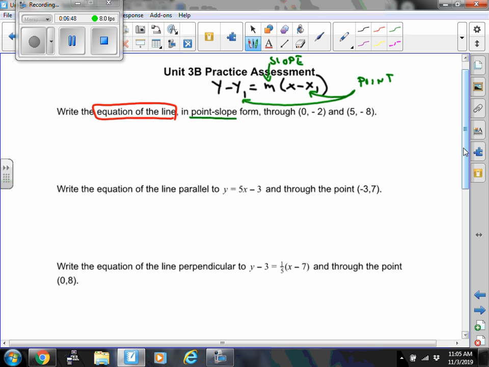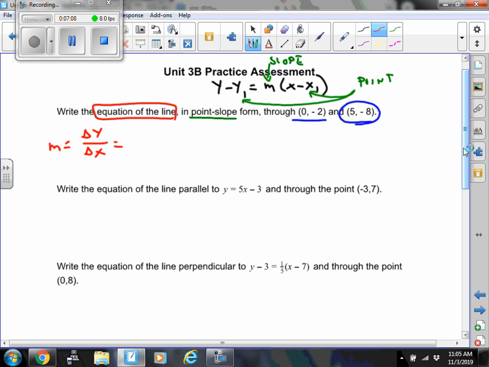So here, if I look at what's given, they clearly give me 2 points. I'm going to pick one. I'm going to pick that one. It doesn't matter. You can pick either one. So I already have a point, but they don't give me slope. Well, we already showed we know how to find slope. Slope is the change in y over change in x.